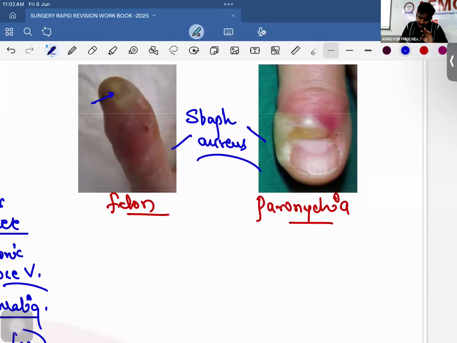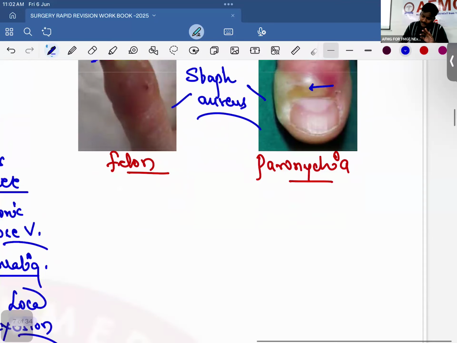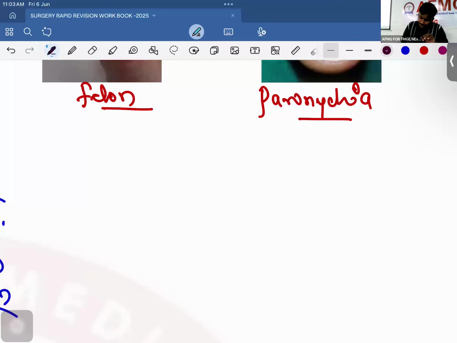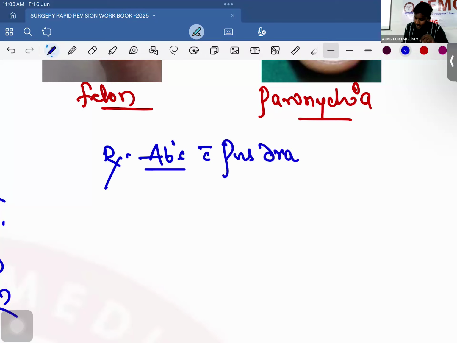Along with that, sometimes there can be collection of pus, beta. So what should be the treatment in felon or paronychia? Please remember the treatment. Obviously, as it is a bacterial infection, treatment has to be antibiotics. Along with that, beta, we may also go for a pus drainage. So incision and drainage should be done for the purpose of pus, beta.